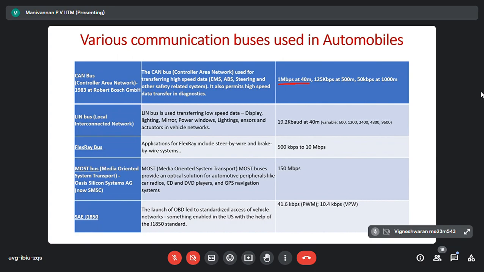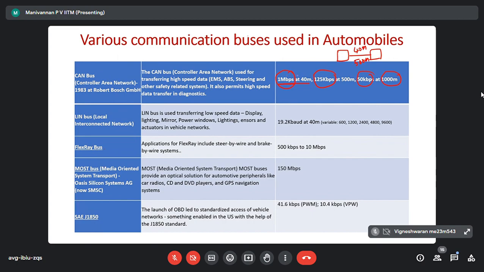Now, regarding the speed, 2 devices can be connected by CAN bus with a 40-meter wire only at that speed. If the distance is more than that, you cannot transmit data at this speed. The distance can be 500 meters in CAN bus, but in that case you can transfer only 125 kilobits per second. You have to reduce the speed. And you can transmit up to 1 kilometer if you transfer only 50 kilobits, which is low speed. Generally CAN is a high speed bus.